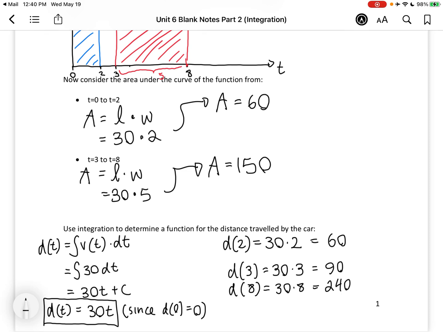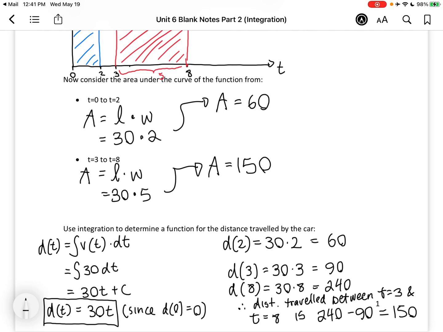So that means the distance traveled between t equals 3 and t equals 8 is 240 minus 90, which is 150, right? And we already knew this because we did this at the beginning.